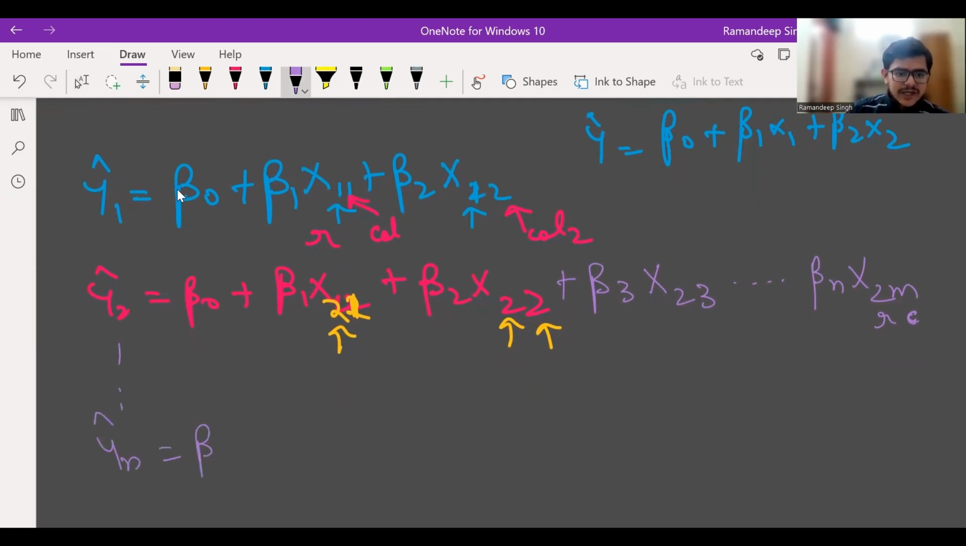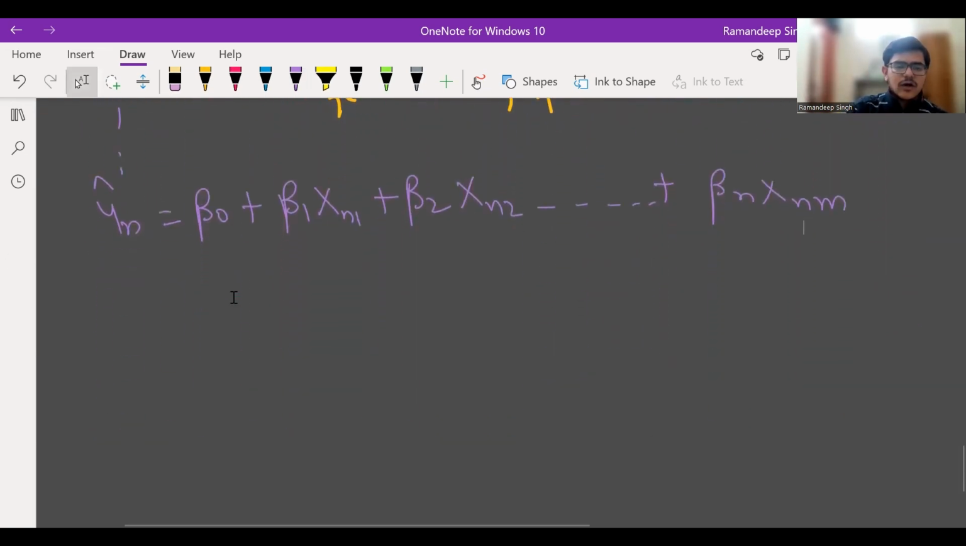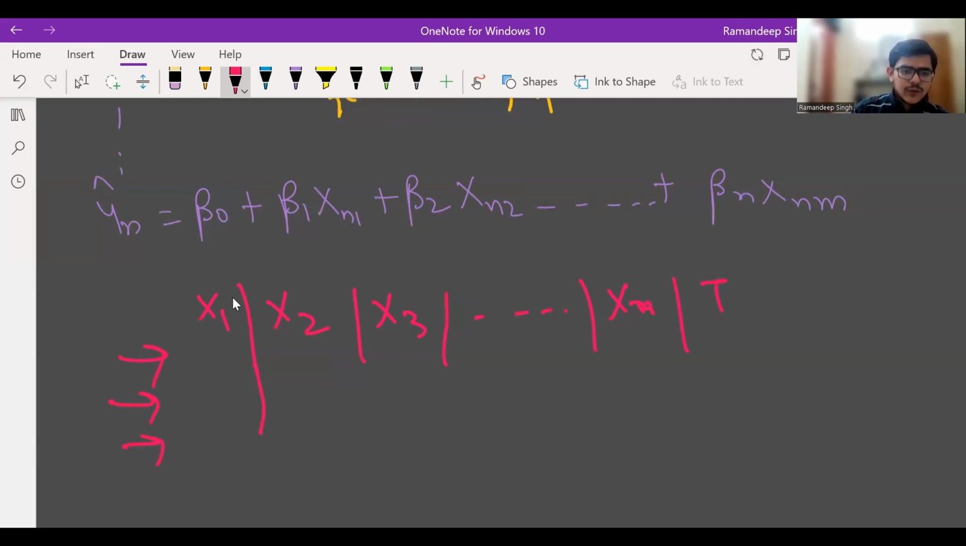Okay, so this will be beta 0 plus beta 1 times x, nth row first column, plus beta 2 times x, nth row second column, and so on, plus beta n times x, nth row mth input column. So graphically, or visually, it is like this. I have my input column 1, input column 2, input column 3, up to m input columns, and one target column, and these are my n number of rows.